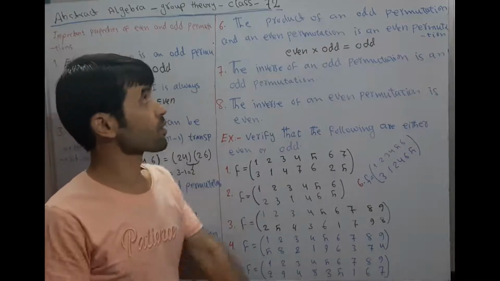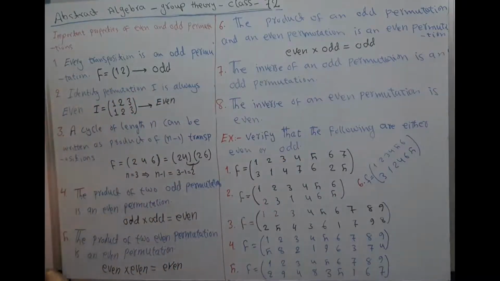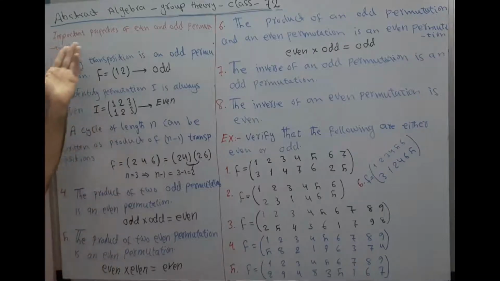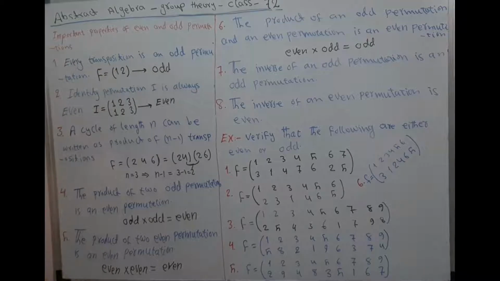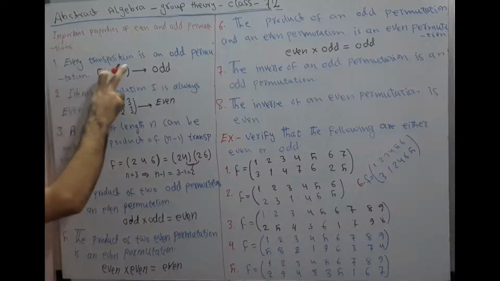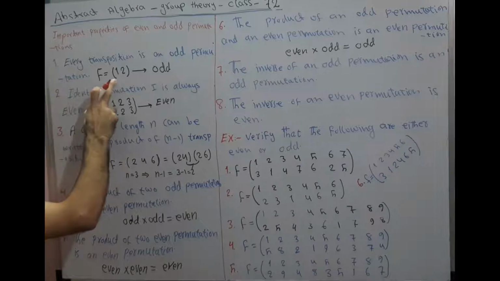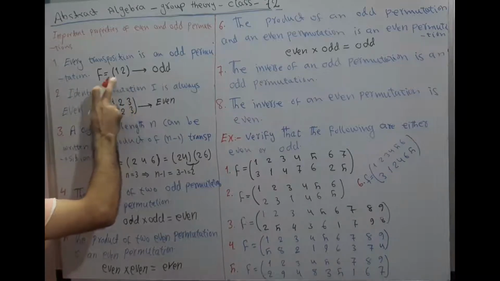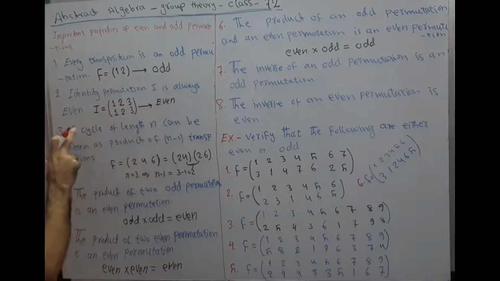It is class 72. In this class we will explain some important properties of even and odd permutations. Number one, every transposition is an odd permutation. If f is equal to (1 2), it is a transposition, so it is an odd permutation.